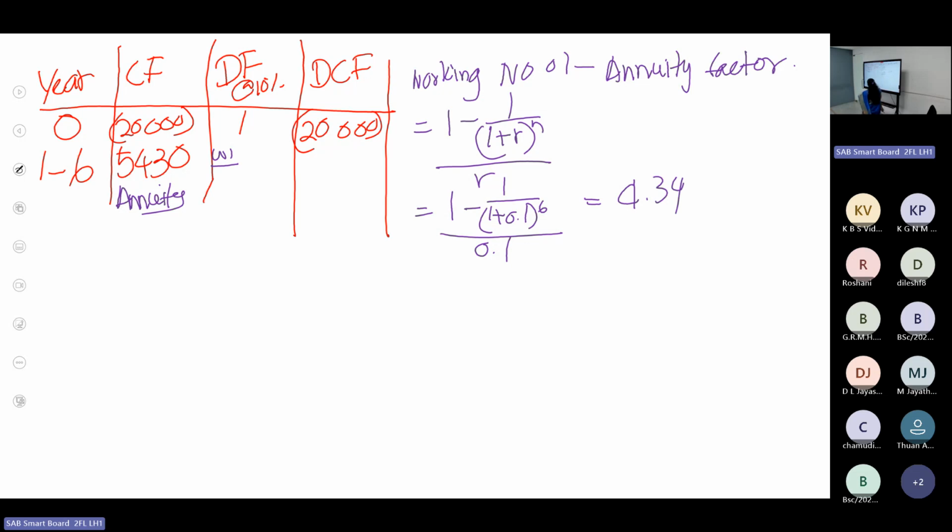4.34. Right. Apply the annuity factor here, 4.34. Now multiply the annuity factor with the cash flow. How much is it? 23,500.